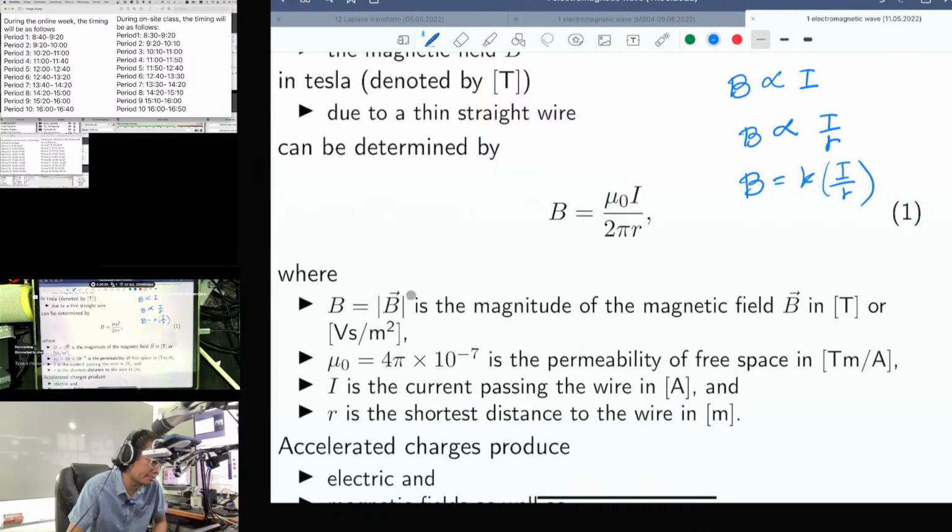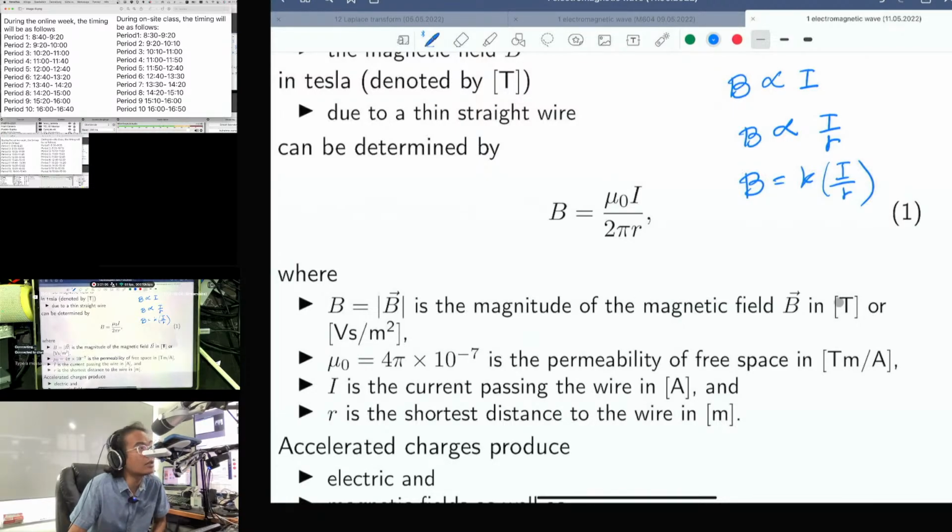Okay, B is the magnitude. The magnitude is found by the absolute value. Okay, the two bars here represent the magnitude operator of this vector quantity. B is the magnitude of the magnetic field B. Okay, the field B is a vector quantity, and the unit of the magnitude of the magnetic field is Tesla, in SI version.